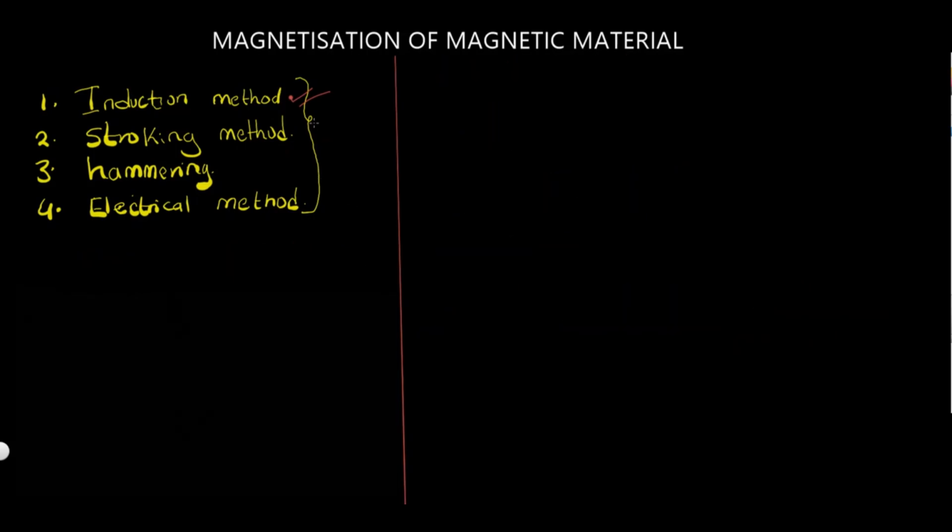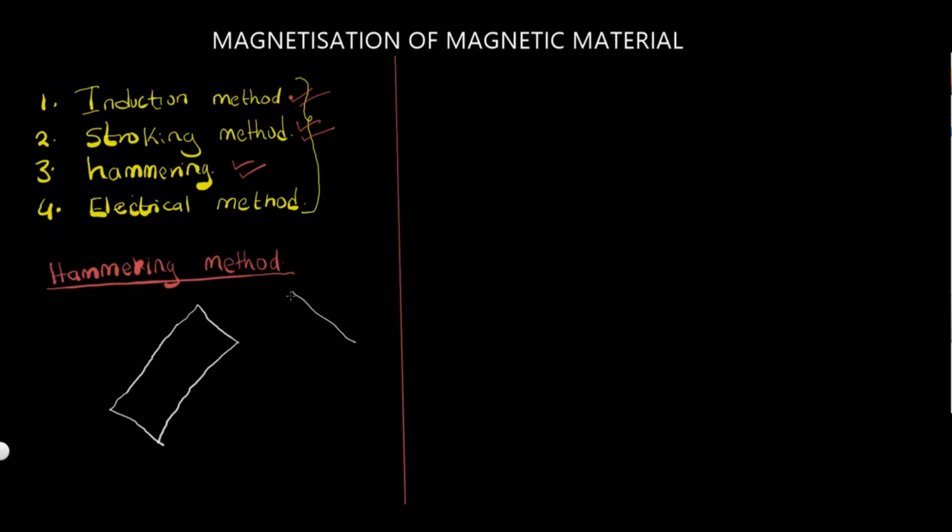So up to this point, we have looked at the induction method. We've also looked at the stroking method. Now let us look at the hammering method. So how do we magnetize a material in this method? Now let us say for example, you have a steel bar like this, then you have your hammer here. So this is your hammer. So how can you magnetize this steel bar by the hammering method?